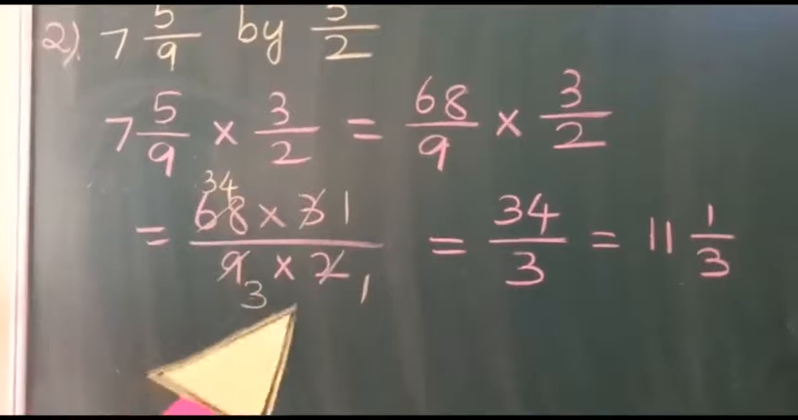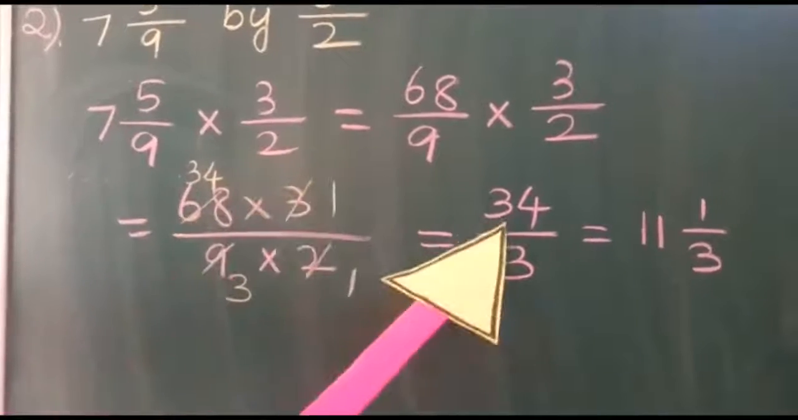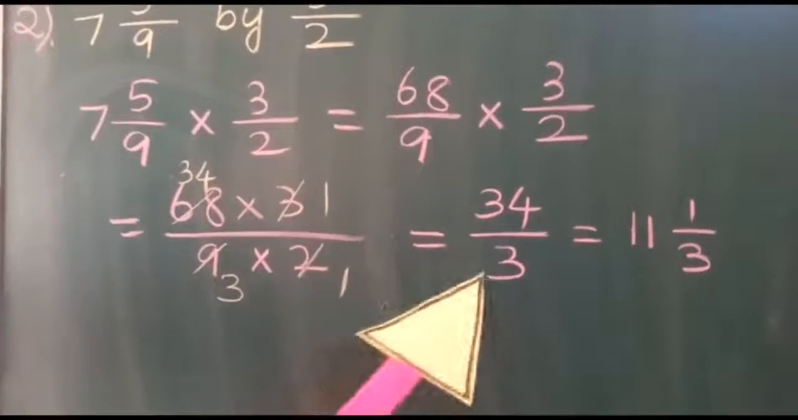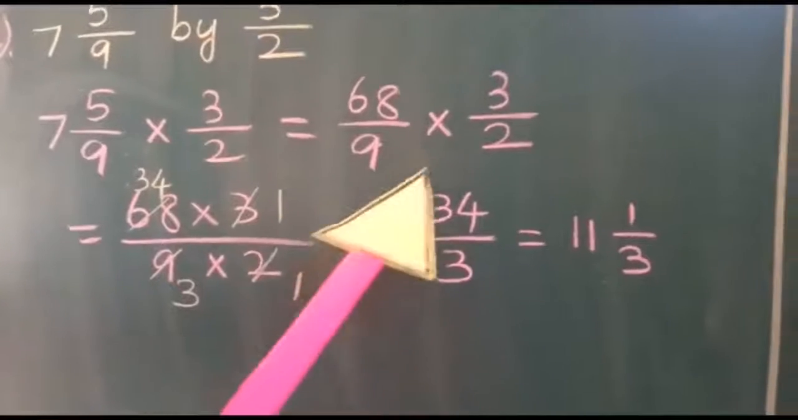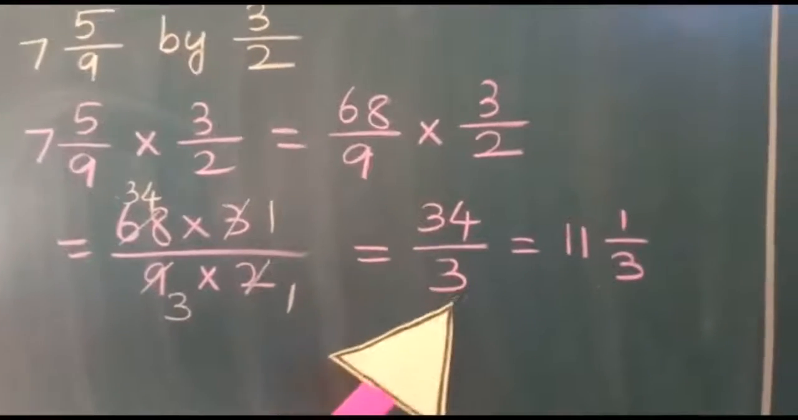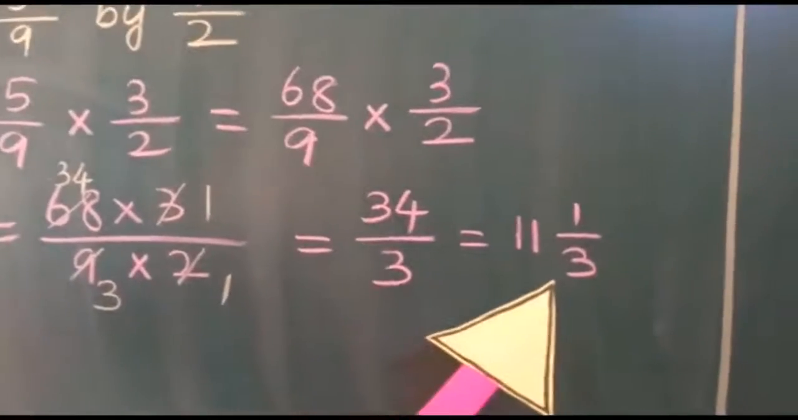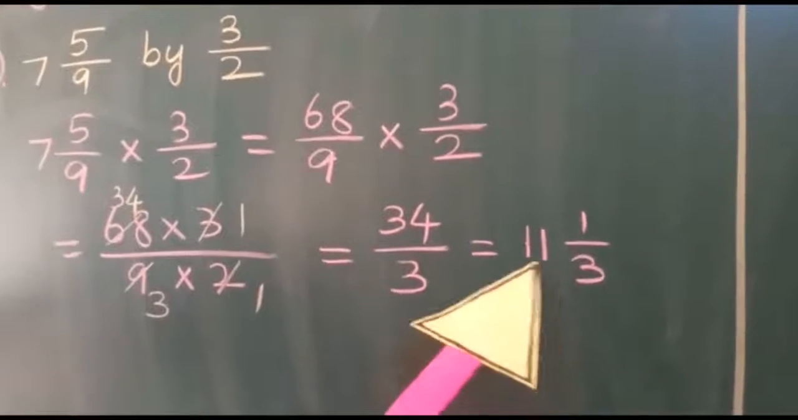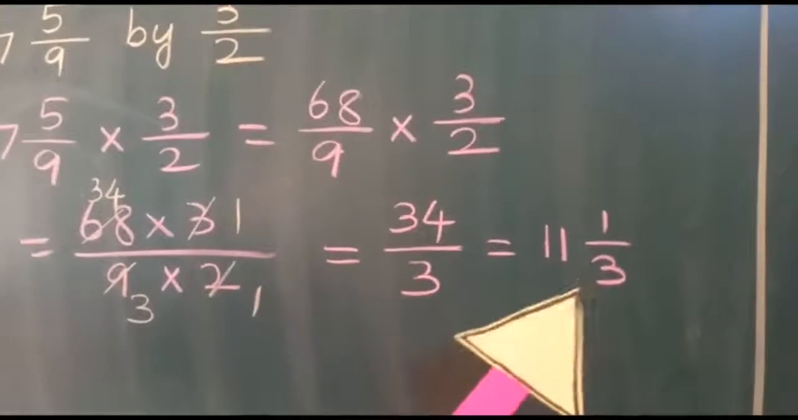What are the remaining numbers? 34 into 1 will be 34. 3 into 1 will be 3. Okay. So now, this is the improper fraction. This improper fraction, we have to convert into a mixed fraction. So that also you know how to convert into the mixed fraction.